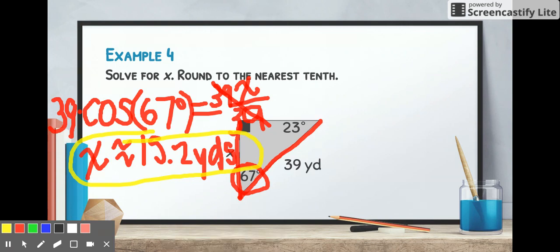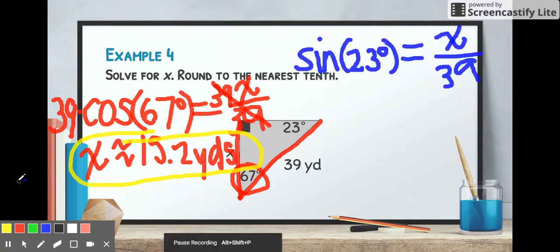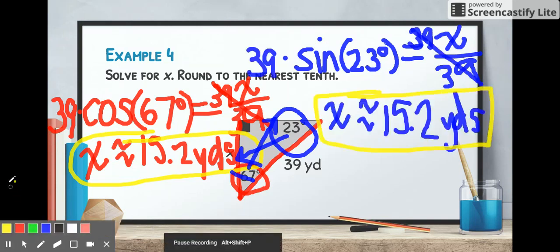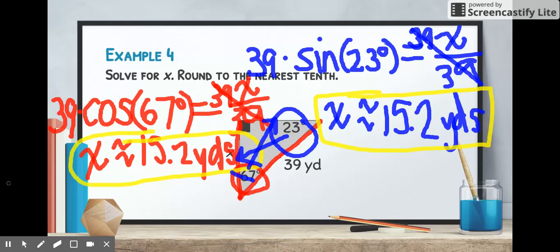Now we're just going to explore using sine to solve for x and see how that's different. If we're dealing with sine, we want to deal with the side opposite. If we use 67 degrees as our reference angle, we don't know anything about the side opposite, so we don't want to use 67 degrees as the reference angle if we're using sine. We want to use sine of 23 degrees because the side opposite that is x, and the hypotenuse is still 39 yards. So we're going to multiply both sides by 39 and then solve for x. After multiplying both sides by 39, we find that x is approximately 15.2 yards.